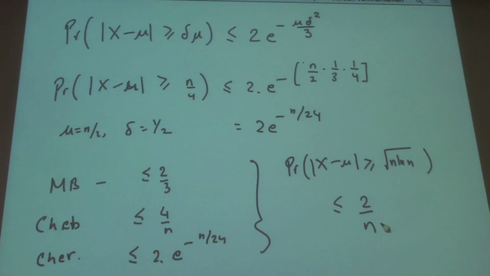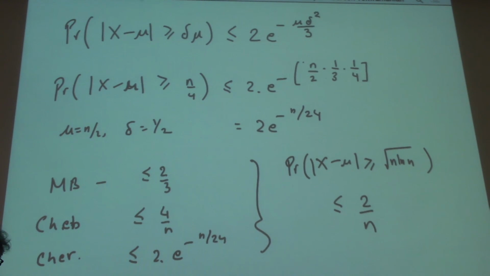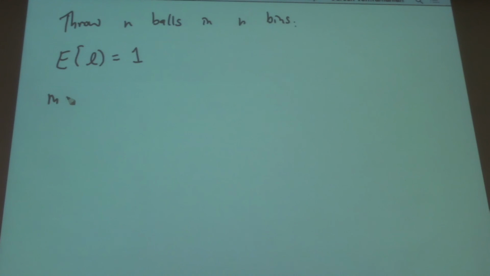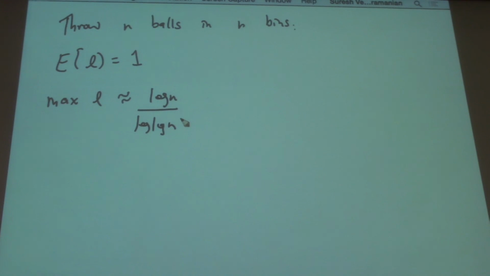Here's another thing you can do. We can go back to our load balancing example. If you recall, we throw n balls in n bins. We said the expected load is equal to 1, but the max load could be something like log n over log log n. And we said if you use the power of 2 choices, you can move this down, but it could be pretty bad.